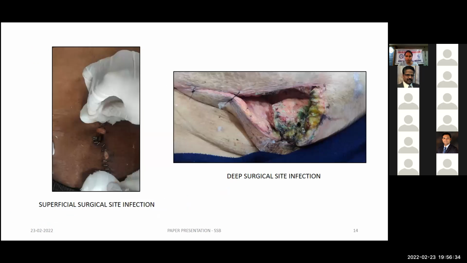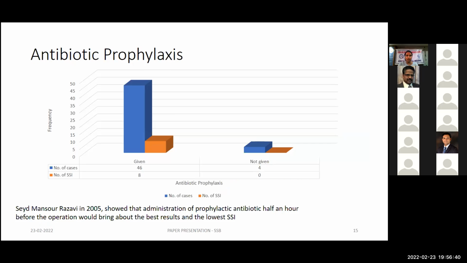The first image shows superficial surgical site infection, and the second one shows deep surgical site infection. Coming to the antibiotic prophylaxis, out of 50 patients, 46 patients received prophylactic antibiotic according to our hospital antibiotic policy, and 4 did not. Here, I would like to highlight that 17.39% of patients developed SSIs despite giving prophylactic antibiotics. And retrospectively, when it was seen, most of the patients who developed SSIs here had contaminated wounds.